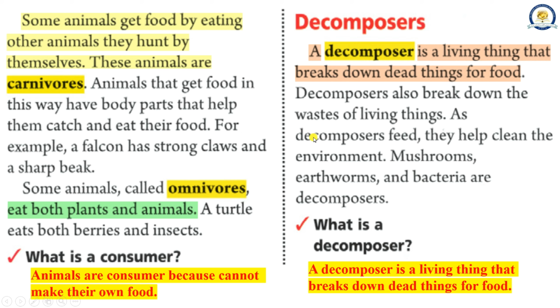Decomposers. A decomposer is a living thing that breaks down dead things for food. Decomposers also break down the wastes of living things. As decomposers feed, they help clean the environment. Mushrooms, earthworms, and bacteria are decomposers.